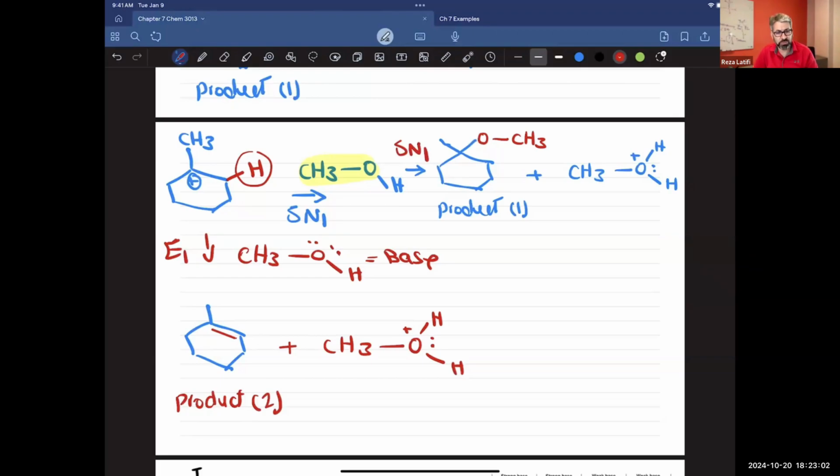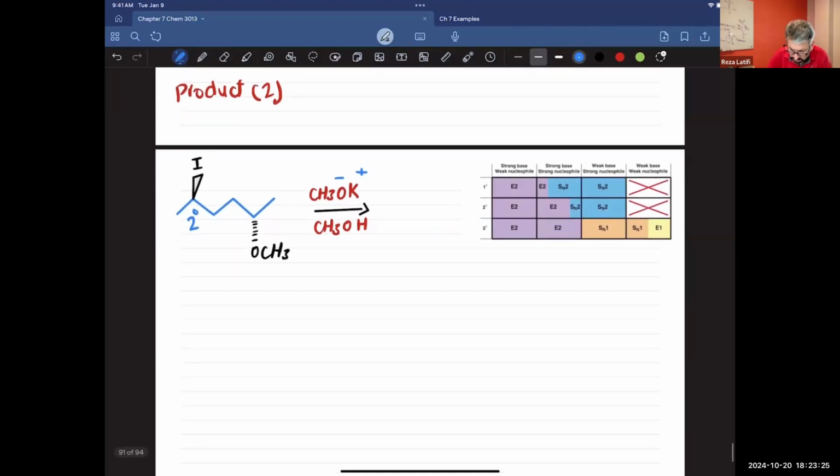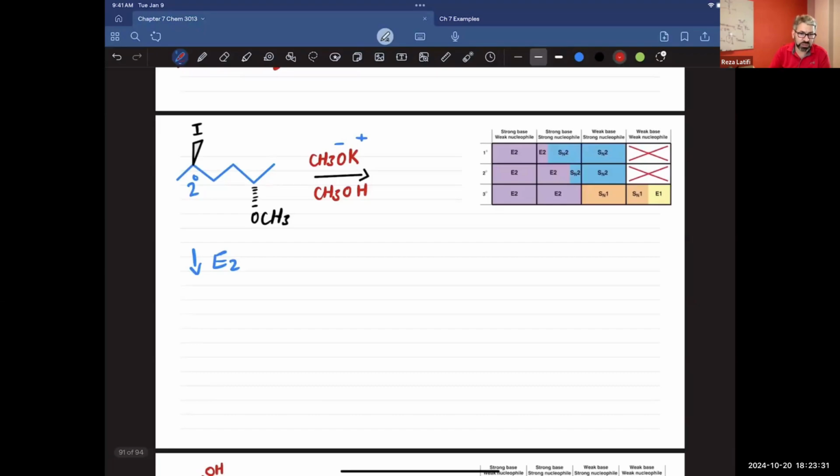Okay, I want to do one more example. In this case I have, let's see, a secondary alkyl halide. Our base is a strong base. How do I know it's a strong base? Because I have a metal, which will have a positive charge, and that one is a negative charge. And so the main product will be the elimination, and this is going to go through E2. And because our base is not a bulky base, it will give us technically the Zaitsev product as a major product.